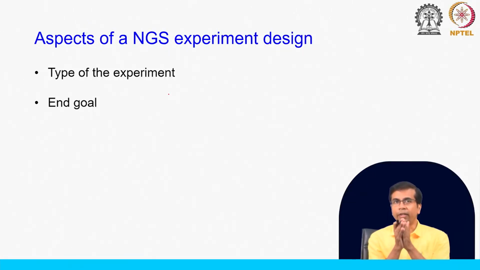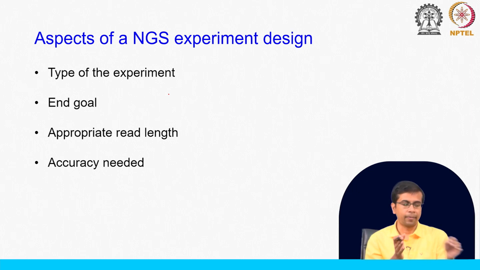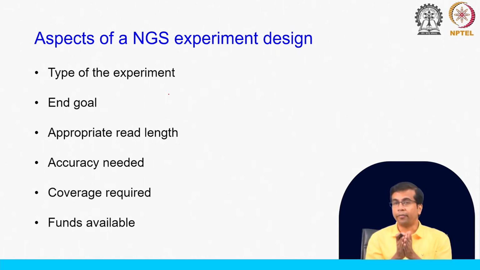Now, there are a few things that we need to first consider before we can answer the question of which NGS platform is most suitable for my experiment. The first two points, of course, are the type of experiment that you are doing and the end goal of that experiment. Then of course, the read length that you need, the accuracy that you need, and the coverage that you require, and of course, the funds available, how much money you have. So, all these things you need to carefully think about before you can decide on the sequencing platform.